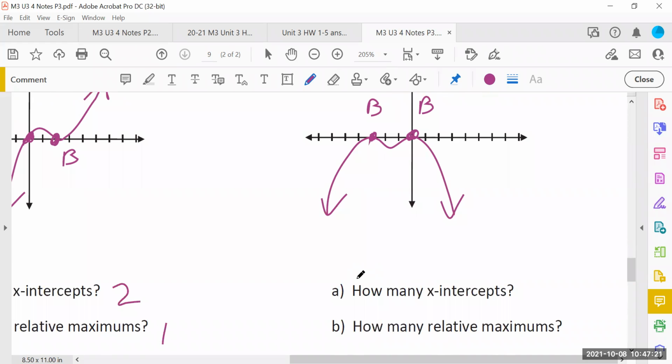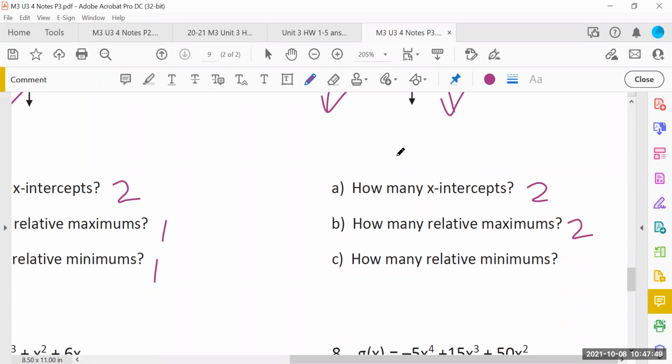So number of x-intercepts, 2. Relative maximums. Every time I go up and then down, that's another relative maximum. So I actually have 2. Both of my x-intercepts are relative maximums. So 2 relative maximums, and then 1 relative minimum somewhere here in the middle. Does that make sense? 1 where I go down to up, decreasing to increasing. 1 relative minimum.